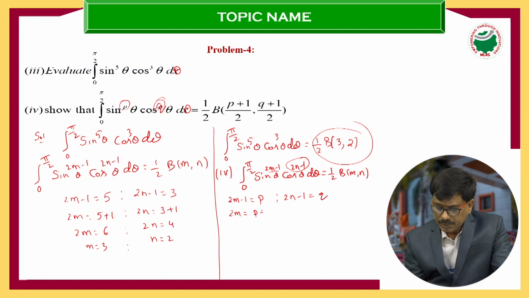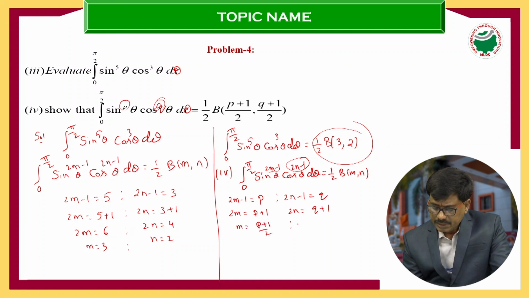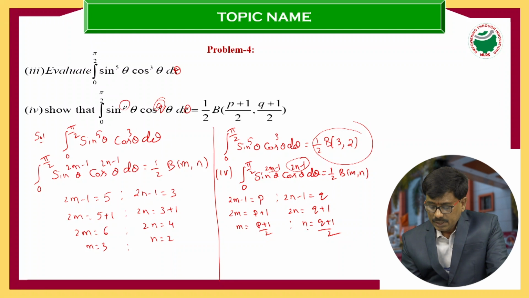2m equal to p plus 1, 2n equal to q plus 1, so m equals p plus 1 by 2, n is equal to q plus 1 by 2. Now we got m and n value. Wherever m is there, I am going to substitute p plus 1 by 2, and n is replaced by q plus 1 by 2.